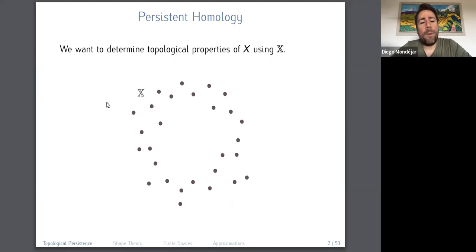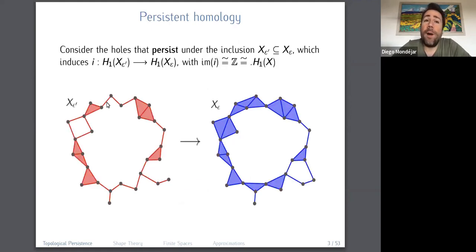In our problem, we want to determine some topological properties of our hidden space, so we assume that we don't know our space, only the samples. In persistent homology, we use these samples to construct simplicial complexes that may approach the topology of our space. Here, for example, we consider two different values, epsilon prime and epsilon, and we construct the Vietoris-Rips complexes.